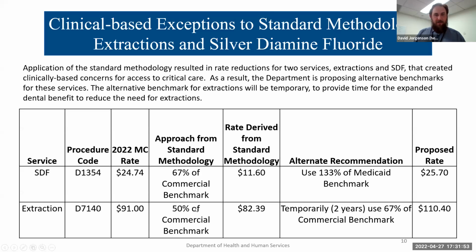For extractions, the standard methodology would have had us using 50% of the commercial benchmark, so about a $10 reduction from the current rate. But we've heard repeatedly that oral surgeons are in great demand, especially for MaineCare members, and a rate decrease for the extraction code would have heavily impacted oral surgeons and caused potentially more issues with access. So as an alternative, we applied that same priority percent, so 67% of commercial benchmark just for the D7140 to get to a rate of $110.40.